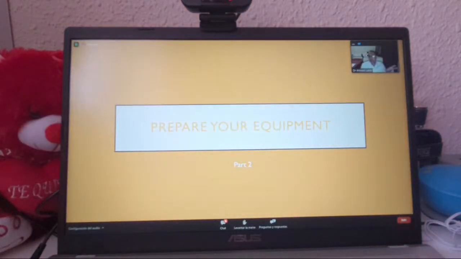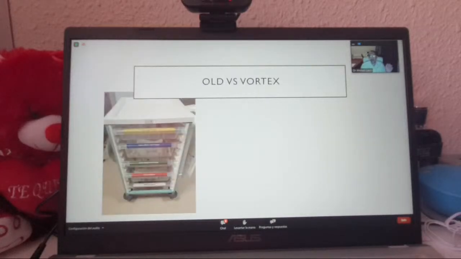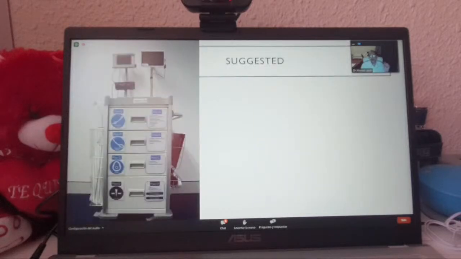The second is get your equipment ready. Equipment is a vast array of things. That's our devices, monitors, medications, airway trolley, and my advice is this has to be standardized across the whole organization. Everywhere the same. We had this in the old days, and now we have this, which is color-coded, easy to use, and maintains your lifeline equipment in an easy way.